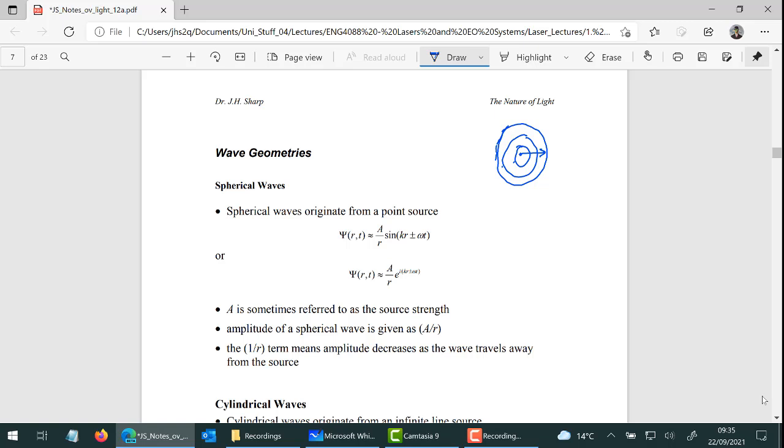So for a spherical wave, the wave will travel out as a sphere from a central point, and its amplitude will vary by 1 over r. So in other words, as r increases, the amplitude of the wave will die away. Okay, so we'll get a 1 over r dependence on the amplitude.